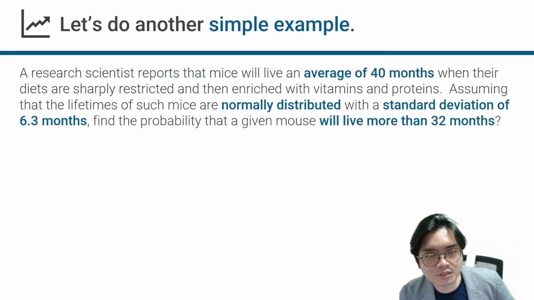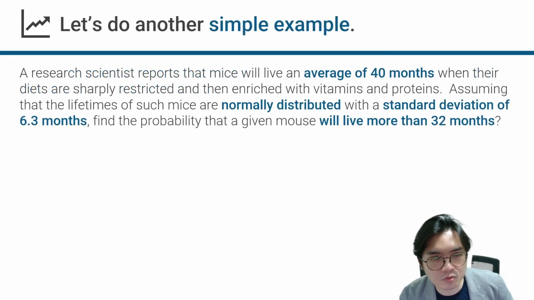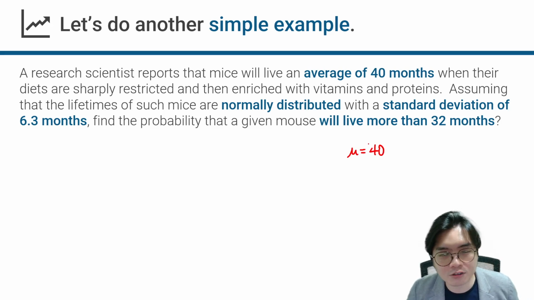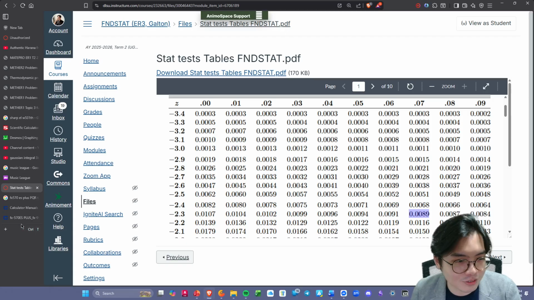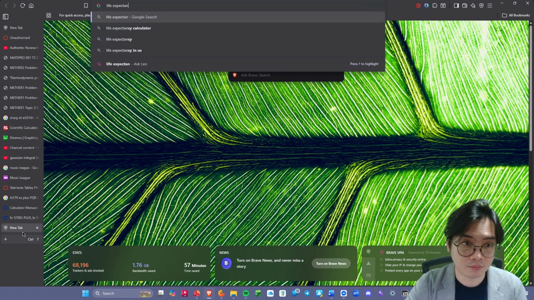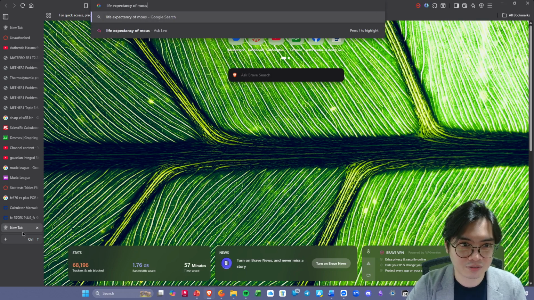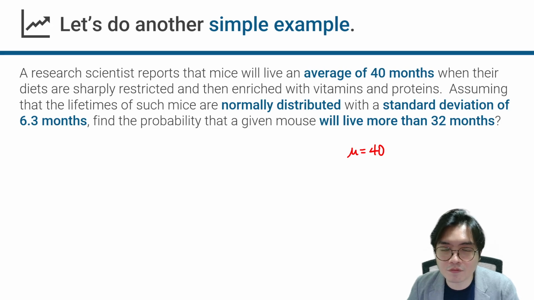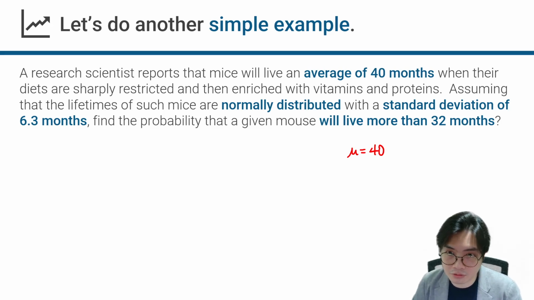Okay, let's do another simple example. A research scientist reports that mice will live an average of 40 months when their diets are sharply restricted and then enriched with vitamins and proteins. Oh, really? Okay. Sorry, I'm just very curious. Life expectancy of a mouse. Oh, okay, there you go. Average of 40 months. So that is more than 3 years, I suppose.